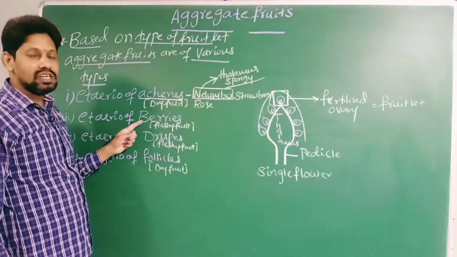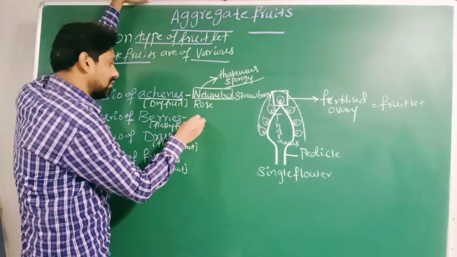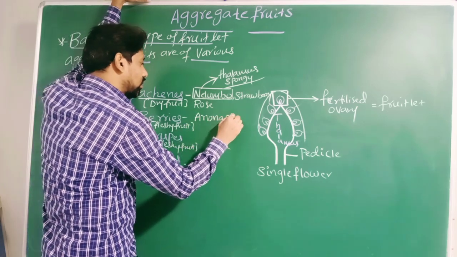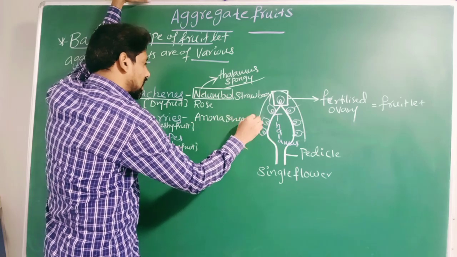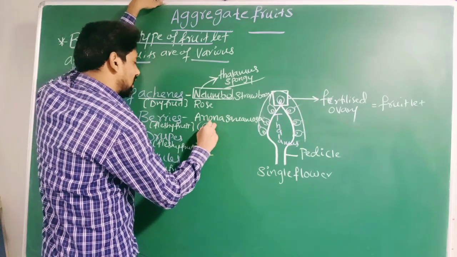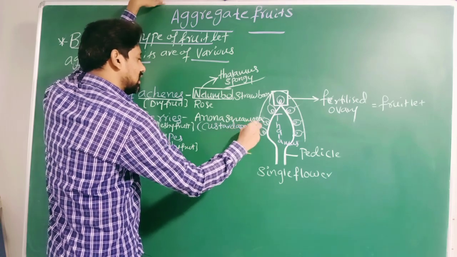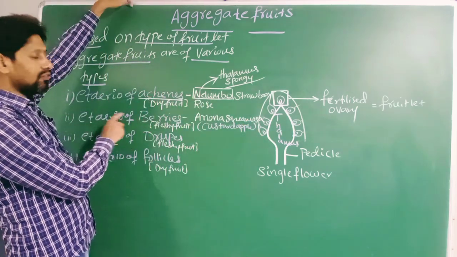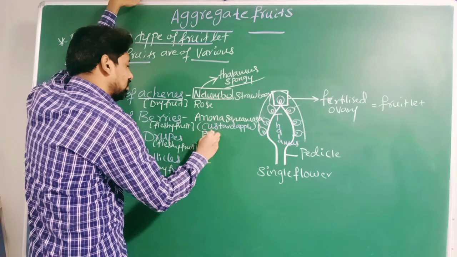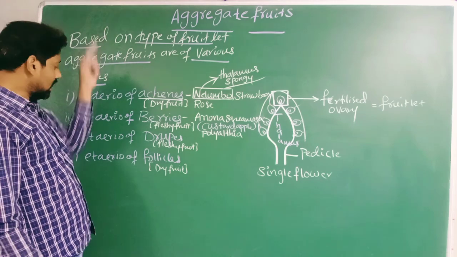Go for the second one: aetherio of berries. Example is Anona squamosa. Anona squamosa means custard apple. Another example for aetherio of berries is Polyalthia. Now go for the next one.